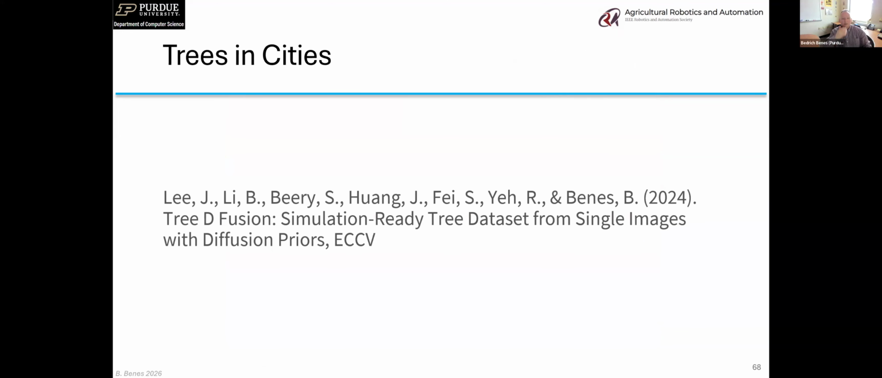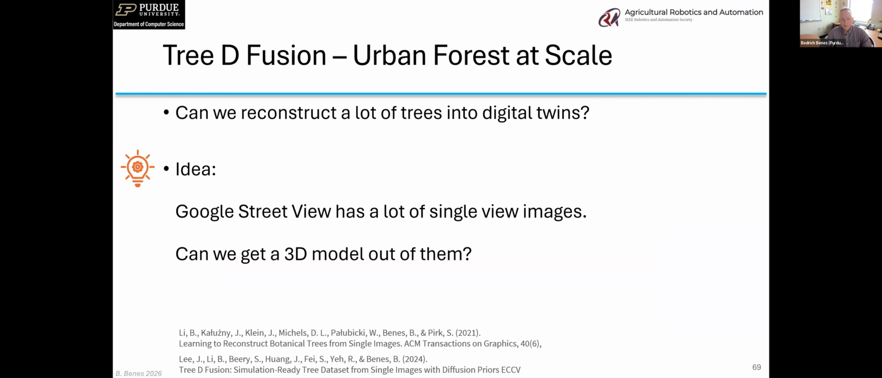The last thing that I wanted to talk about are trees and cities. This was a paper at ECCV in 2024, when we worked with Google and used their Google Street View images. They have many images of individual trees, which was actually published at CVPR in the paper called Google Arborist. Now the question was, can we get a 3-dimensional model out of single images?